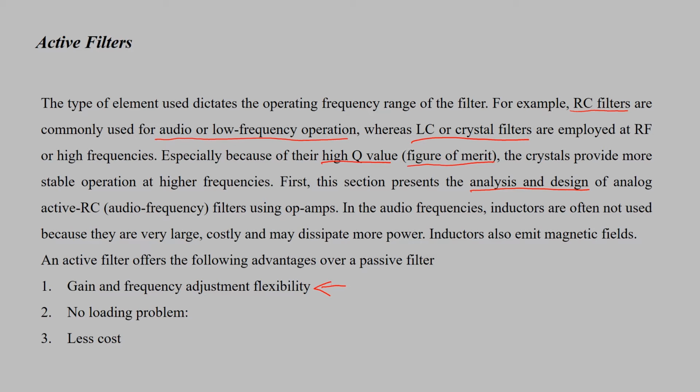No loading problem. Because of the high input impedance and low output resistance of the op-amp, the active filter does not cause loading of the source or the load. Less cost. Typically, active filters are more economical than passive filters. This is because of the variety of cheaper op-amps and also the absence of inductors, as already discussed.